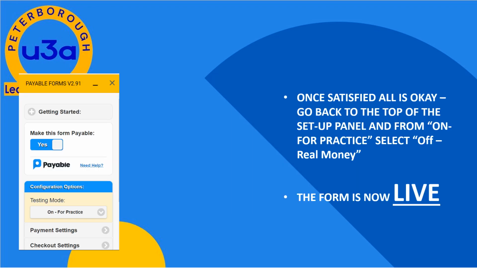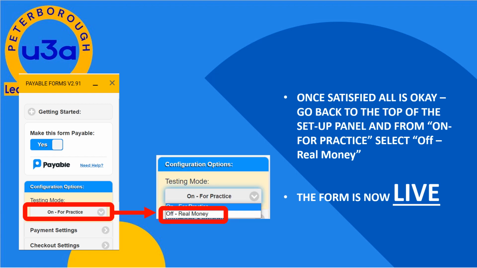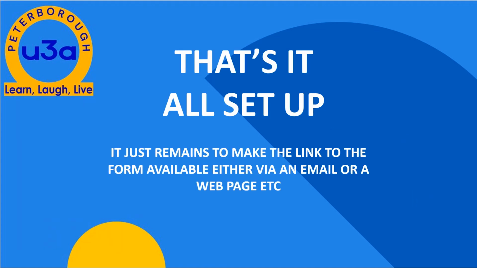Once you are happy that transactions are working as you expect, via the test system, you should return to the top of the Setup sidebar. Then click the arrow next to On for Practice, and select Off Real Money. Your payable form is now ready to go. You can now make the form available via a link, using a web page, or email.